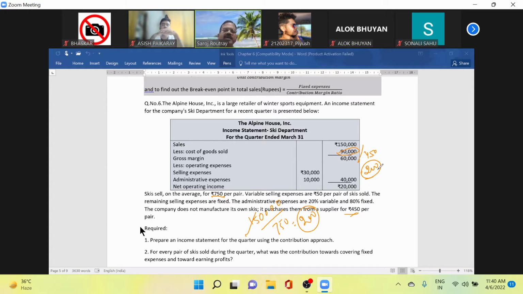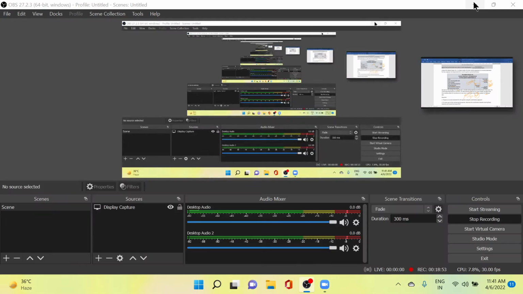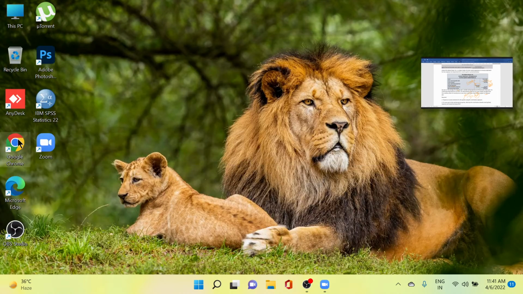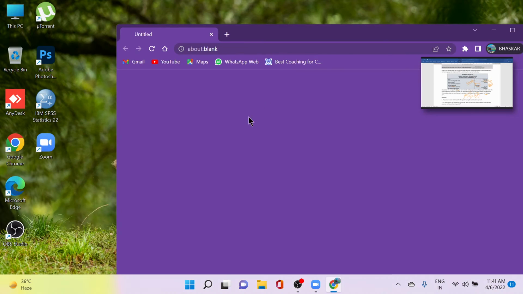Now my next question is, out of this 30,000, there are variable as well as fixed expenses. How much of this selling expenses is fixed? The information is very clearly given in the question. You just need to go through it and find out.